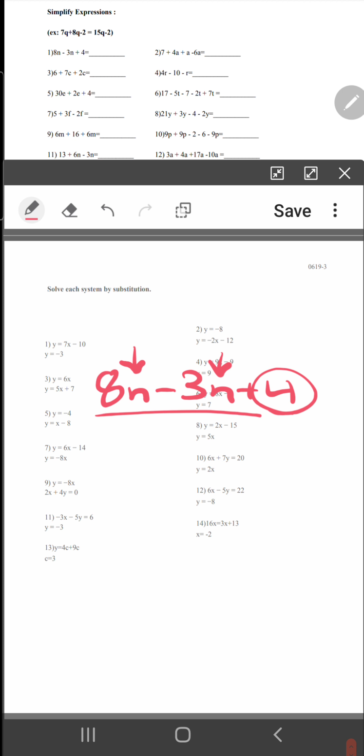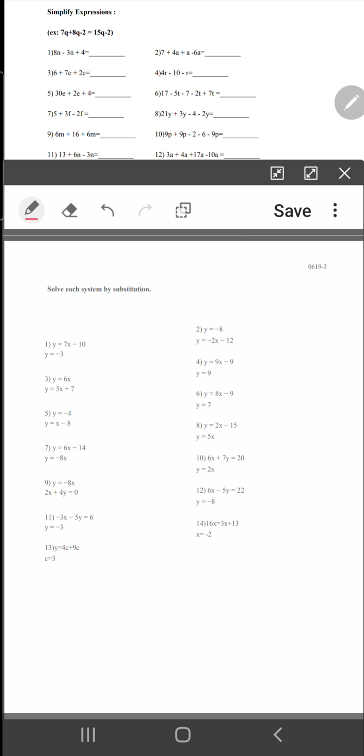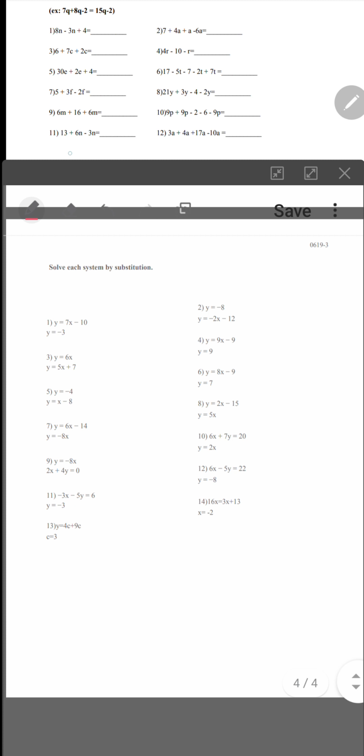So let's focus on this. So 8n minus 3n, you could think of it as 8 minus 3, so 5, but add the n. So n, 5n, and then plus 4. That's it. You apply the same concepts to all the other problems on this worksheet. Now moving on to substitution. So let's try number 8.